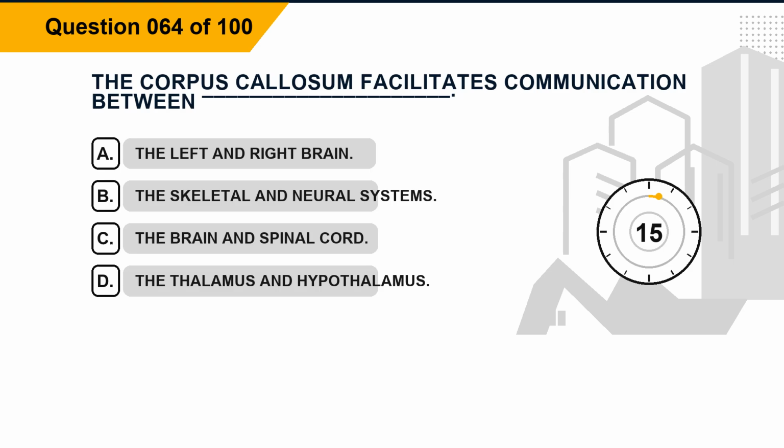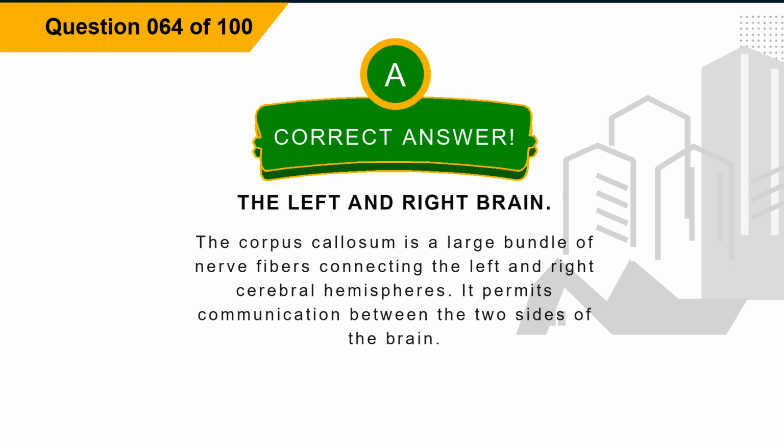Question 64. The corpus callosum facilitates communication between blank. Option A, the left and right brain. Option B, the skeletal and neural systems. Option C, the brain and spinal cord. Option D, the thalamus and hypothalamus. The correct answer is option A, the left and right brain. Explanation. The corpus callosum is a large bundle of nerve fibers connecting the left and right cerebral hemispheres. It permits communication between the two sides of the brain.